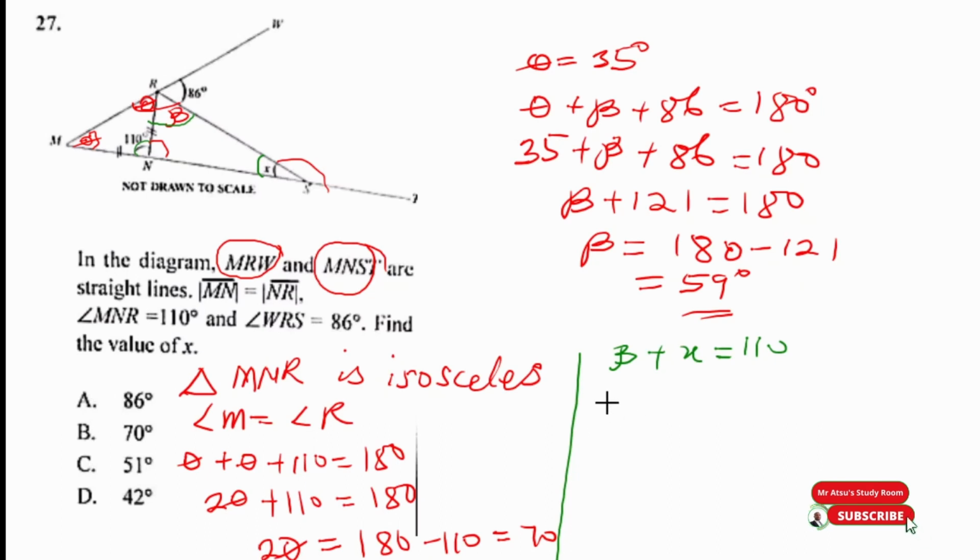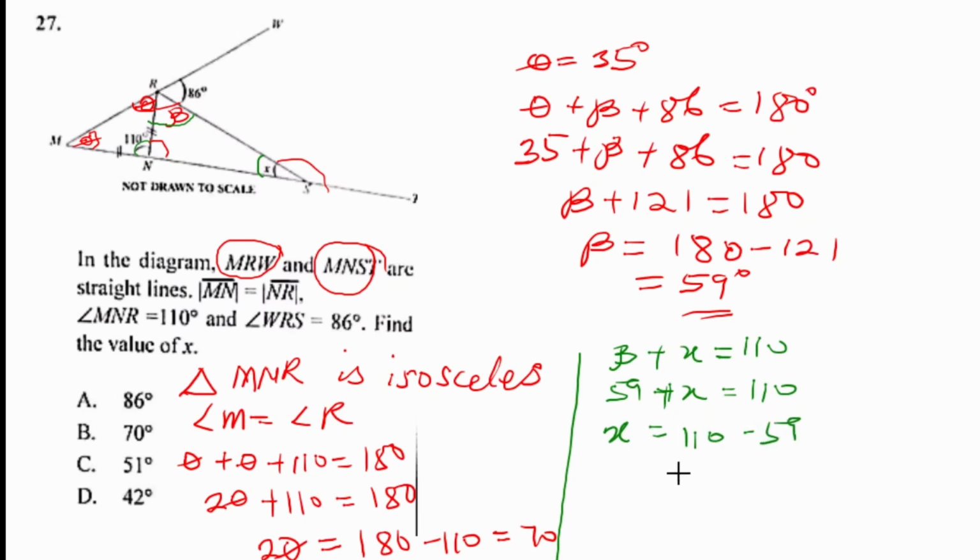And now we know beta to be 59 degrees, so 59 plus x should be equal to 110 degrees. Subtracting 59 from both sides, x will be equal to 110 minus 59, and that will be equal to 51 degrees. And that is option C.